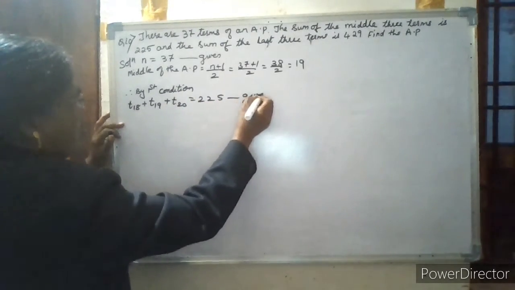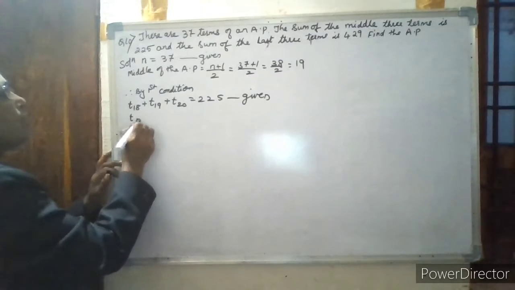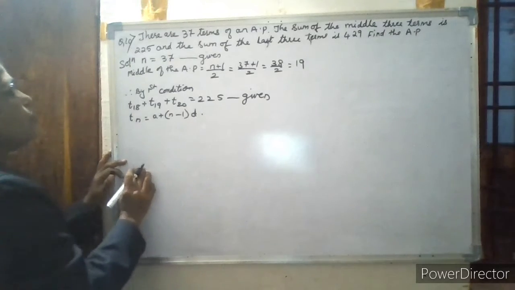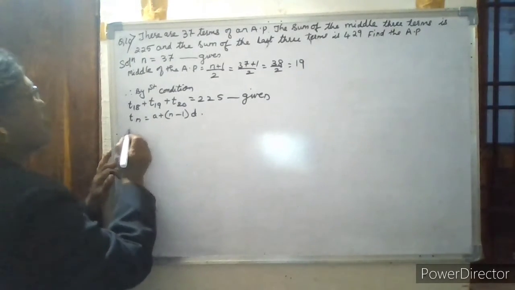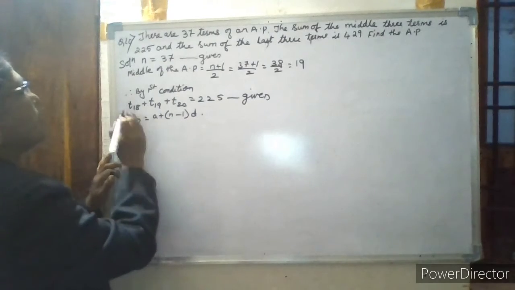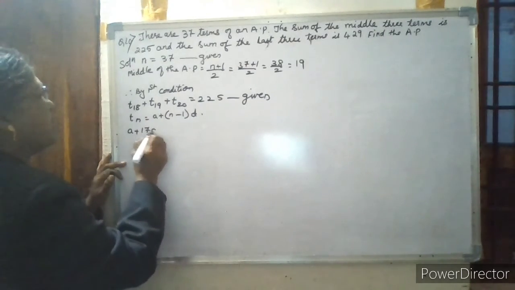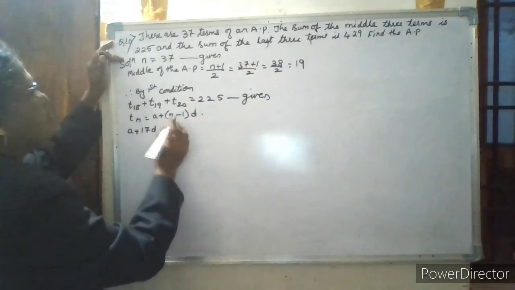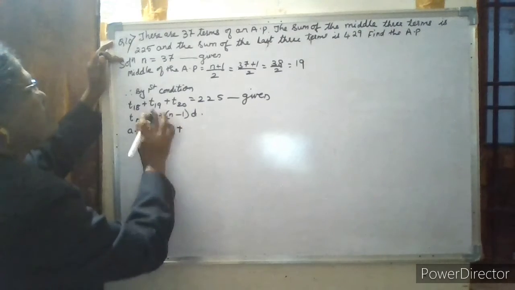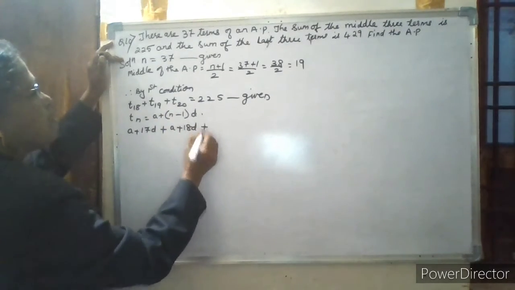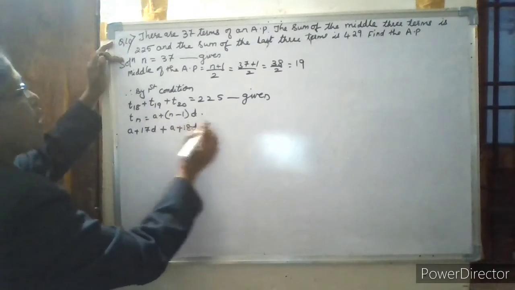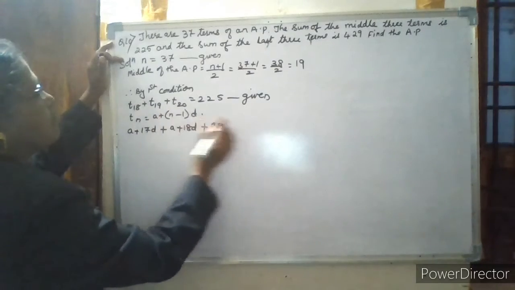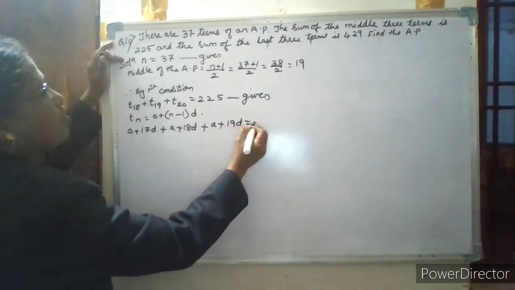So we know that the nth term formula is A plus (n minus 1) into D. According to the formula, the 18th term will be A plus, n is 18 here, 18 minus 1 is 17D. In the same manner, the 19th term will be A plus, n is 19, 19 minus 1 is 18D. In the same manner, the 20th term will be A plus, n is 20, 20 minus 1 is 19D. So this is equal to 225.